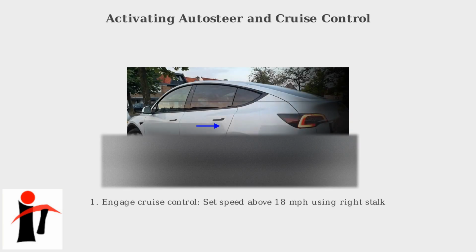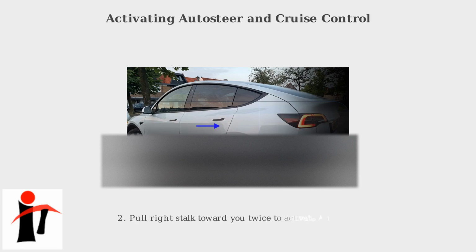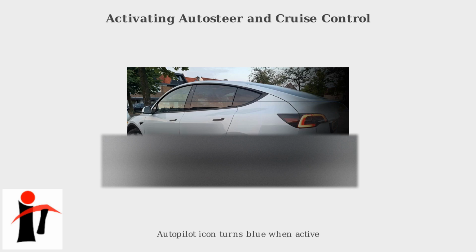To activate Autopilot, first engage cruise control by setting a desired speed above 18 miles per hour using the right steering wheel stalk. Once cruise control is set, pull the right stalk towards you twice quickly. This activates auto steer, centering the car in the lane and maintaining the set speed. The Autopilot icon on the display will turn blue when active.